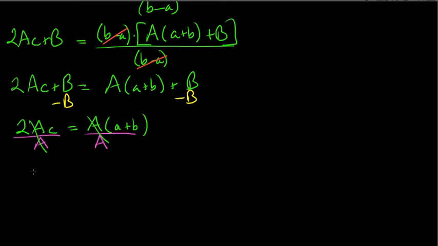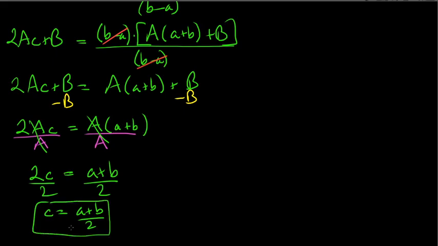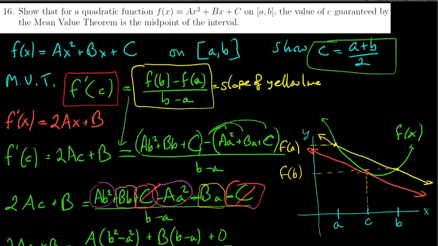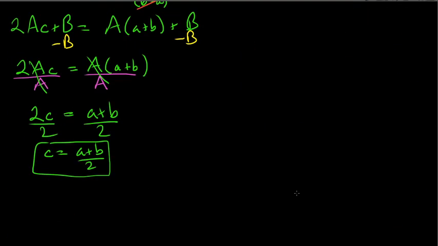And now we're almost done, right? 2 times little c is just a plus b. So divide by 2, and little c is just a plus b divided by 2. Well, that's exactly what we wanted to show, right? That the midpoint up here, right, is your c. C is the midpoint of a and b. And that does it, right? This is what we wanted to show. So we're done.